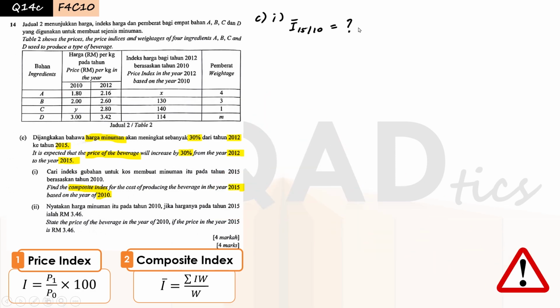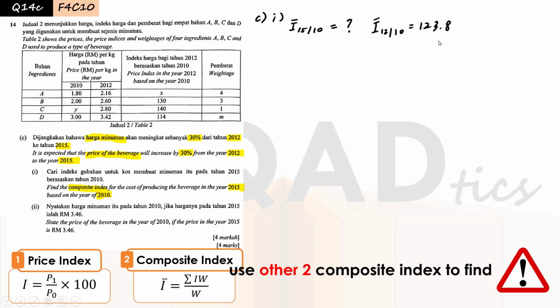So usually for composite index, one of the ways is to use other composite indices to find the composite index that we want. So usually we need to have 2 of them, right? One of the composite indices, we can find in part B, which is this one. And another one, we can find here actually, because here it says the beverage, right?